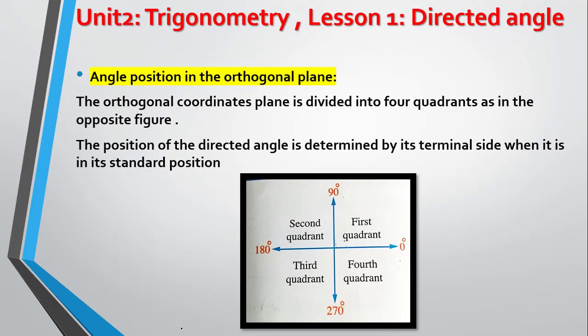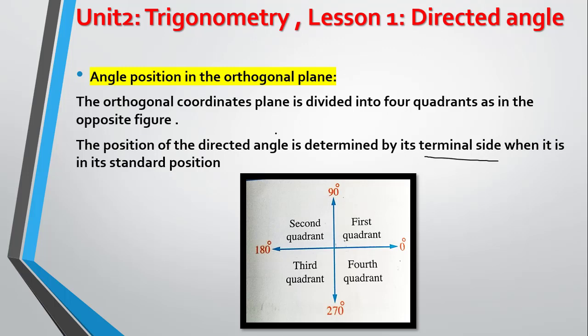We studied before that the plane, or the orthogonal plane, divides into 4 quadrants: the first quadrant, the second, the third, and the fourth. Here, for example, if I want to determine in which quadrant is the angle, I mean the terminal side of this angle.